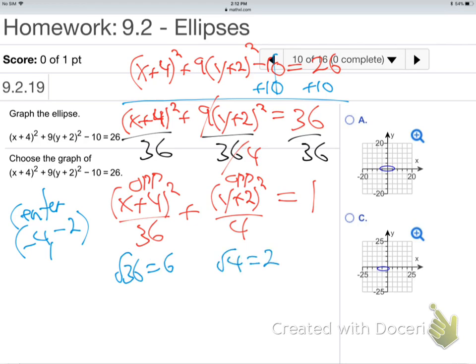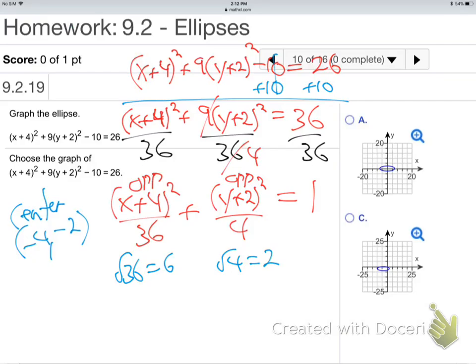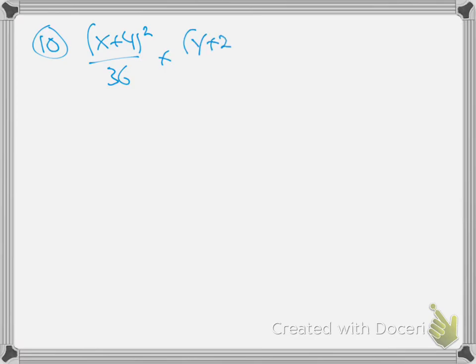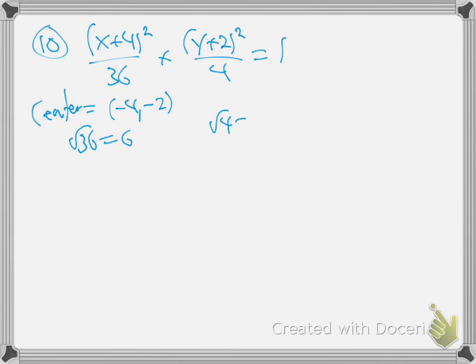Let me bring it over here. So this is number 10. And we have x plus 4 squared over 36, and we have y plus 2 squared over 4 equals 1. All right, so the center, as I said, is opposite, opposite, -4, -2. And then we have the square root of 36 is 6, square root of 4 is 2. So we can go to our graph now.